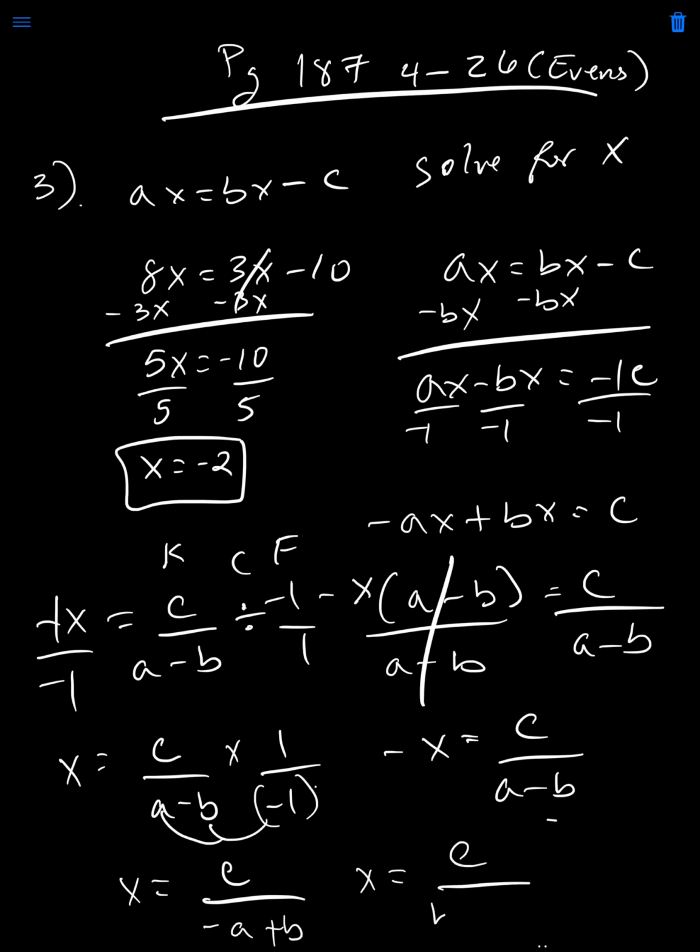So x would equal c over, distribute this to both sides. So it's going to be negative a plus b. So x is equal to c divided by b minus a. So that's how they did that to solve that in the problem.